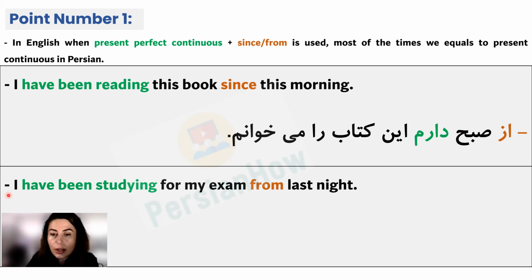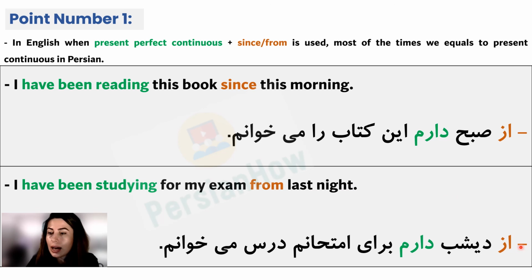Or for the second one, I have been studying for my exam from last night. So we first need to say from last night. از دیشب, from last night. And then I am reading for my exam. دارم برای امتحانم درس میخوانم. Sorry, not reading, studying. I am studying. پس از دیشب, from last night, دارم برای امتحانم درس میخوانم. I am studying, درس میخوانم, studying for my exam.